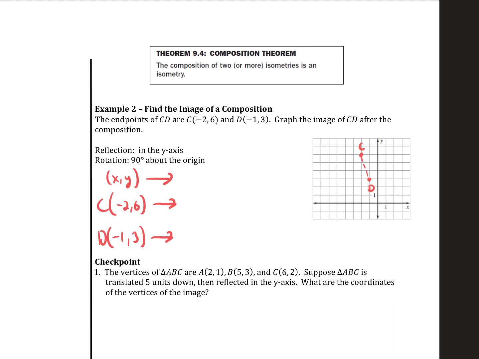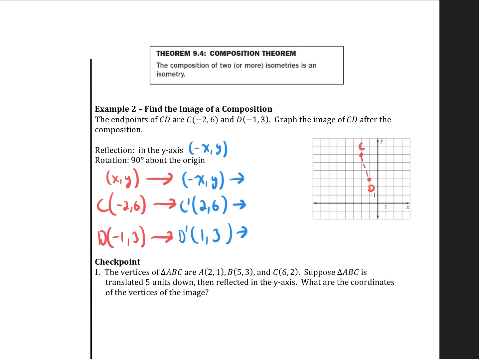All right, reflection in the y-axis, what's that going to be? Well, that's going to be the opposite of x and y. Okay, so we're doing the opposite of x and y. So we have C prime and D prime. So for that, we should have what values? Well, opposite of negative 2 is going to be 2, so we get (2, 6). Opposite of negative 1 is 1, we get (1, 3).